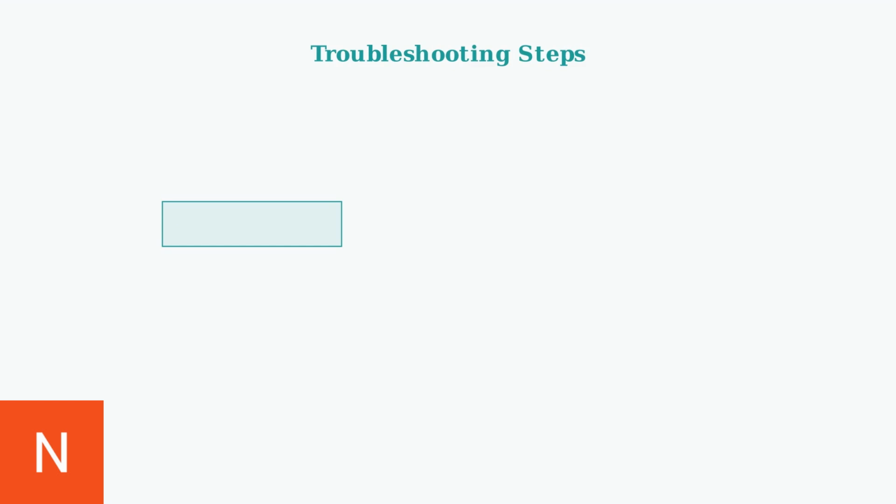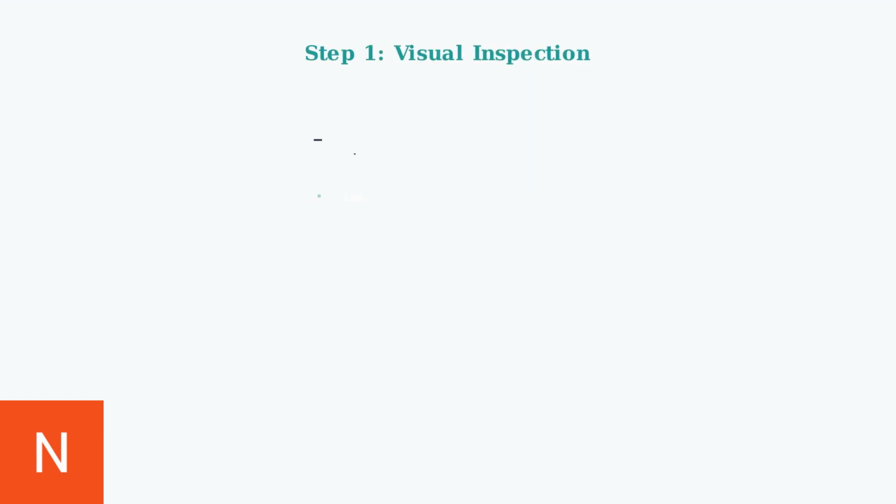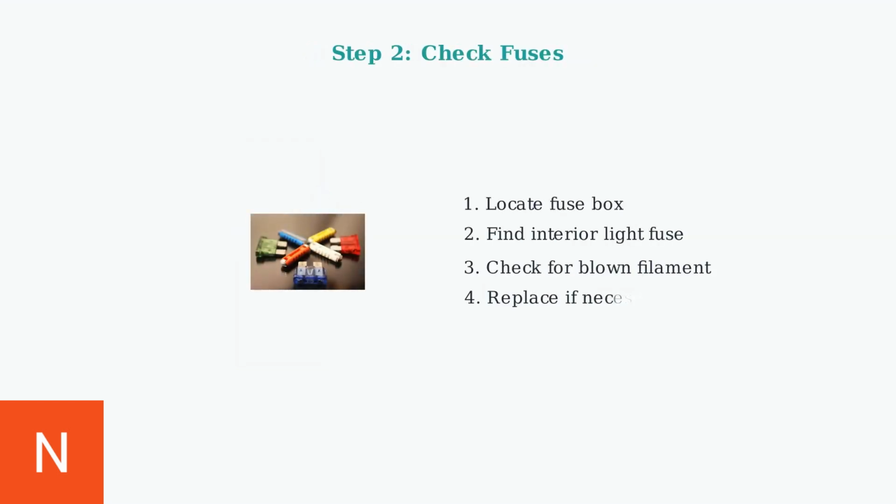When your car's interior lights aren't working, follow these systematic troubleshooting steps to identify and fix the problem. Step 1. Start with a visual inspection of the door jamb switch. Look for obvious damage, corrosion, or debris that might prevent proper operation. Step 2. Check the fuse related to interior lights. A blown fuse is one of the most common causes of lighting failures and is easily replaceable.